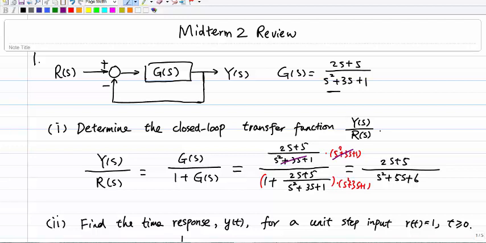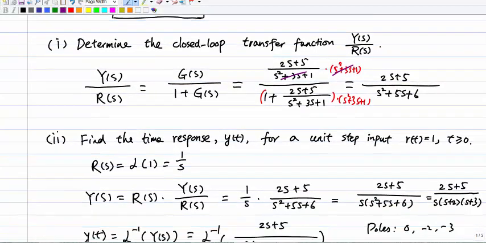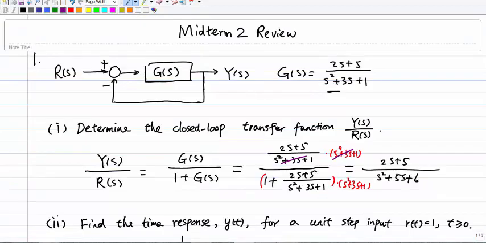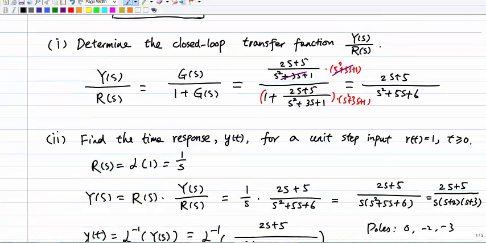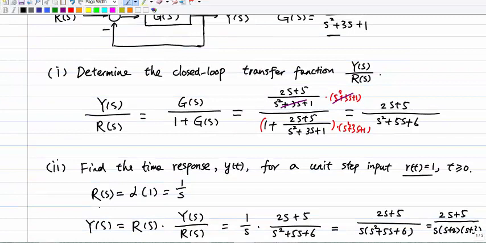It's fairly straightforward. The second step is to find the time response y(t) for a unit step input r(t), which is given by 1. Of course this is in the time domain. If you write this in the s domain, we represent it by capital R(s), which is just the Laplace transform of 1. This is my input, and according to the table, this is 1 over s.